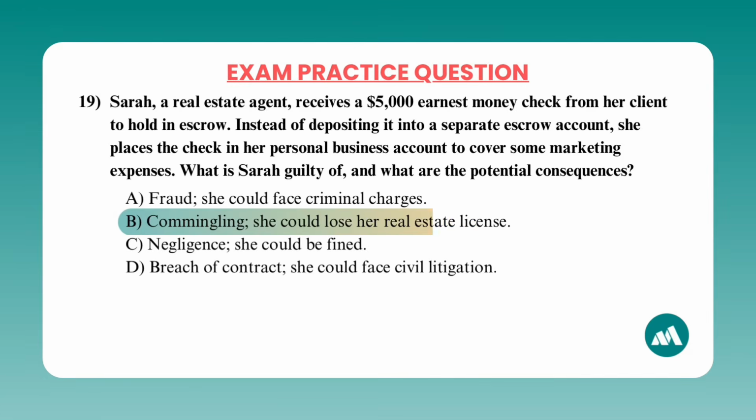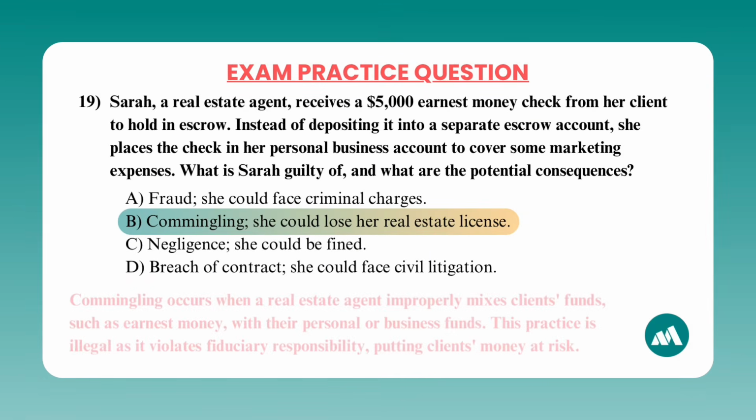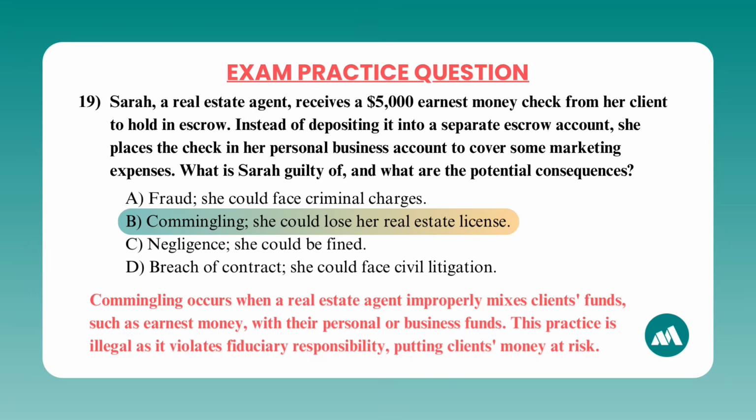The answer is B, commingling. She could lose her real estate license. Remember that commingling occurs when a real estate agent improperly mixes clients' funds, such as earnest money, with their personal or business funds. This practice is illegal as it violates fiduciary responsibility, putting clients' money at risk.